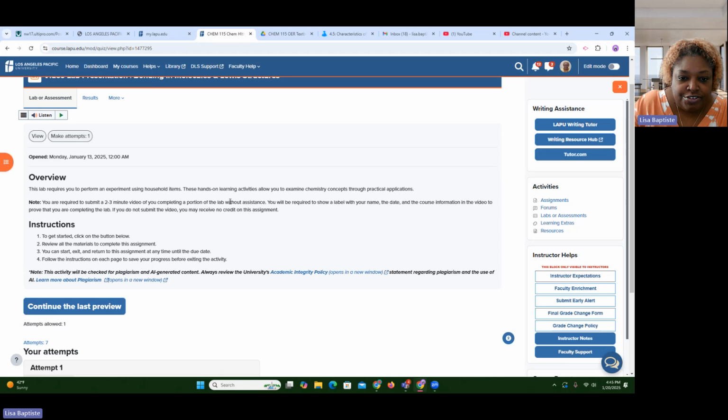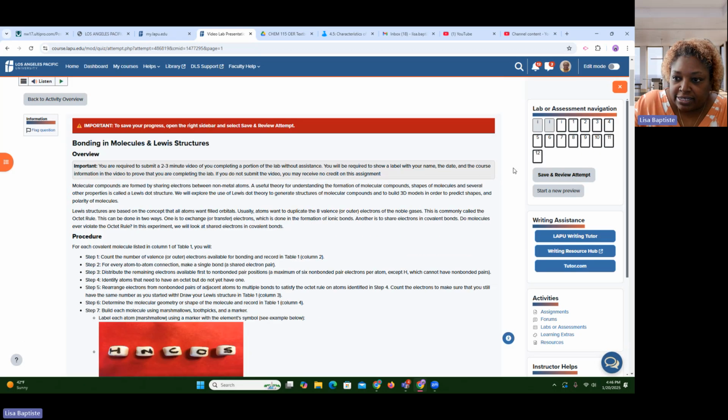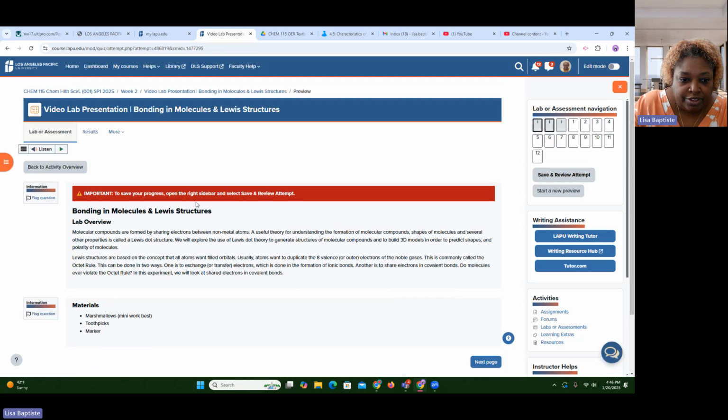Okay, so here you have this overview. This lab requires you to perform an experiment using household items. These hands-on learning activities allow you to examine chemistry concepts through practical applications. Okay, so we want to look at the actual lab as it comes up. All right, so let me go back to the beginning so we can get the overview.